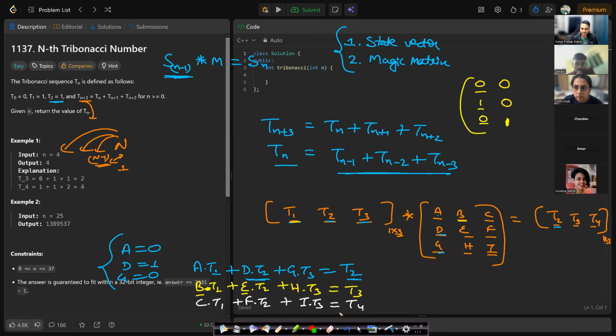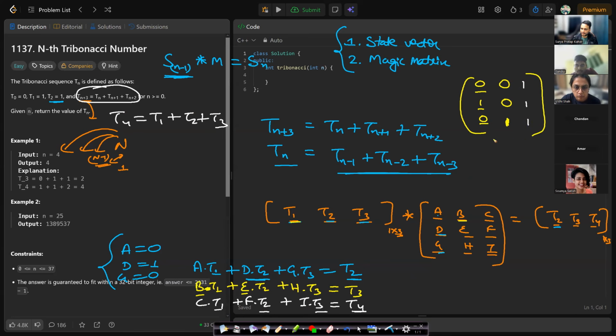Now in this case, T4 is not present, but you know this recurrence relation, isn't it? If you have to represent it in terms of T4, then it will be the sum of T1 plus T2 plus T3. So T1, T2, T3 are already there. So C, F, I are all going to be 1, 1, 1.